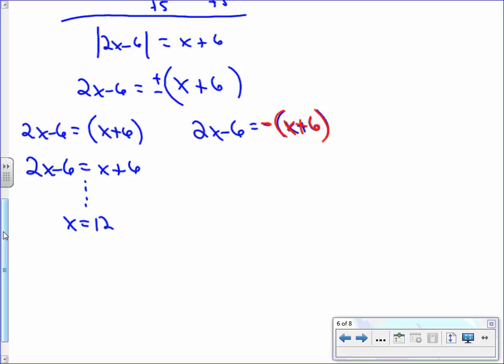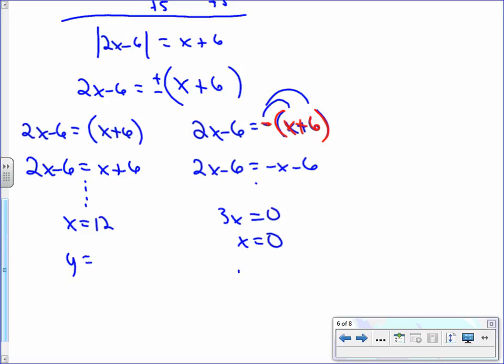And over here on the second one, make sure that that negative applies to the x and to the 6. And again, a little bit of work. I thought it was going to be hard, but when I add 6 to both sides, I get 0, and it turns out that x is equal to 0. I have 2 answers. This is going to have 2 points of intersection. And your job is to figure out what is the y coordinate that goes with each one of those x coordinates. Once again, you've got to do each one of them.